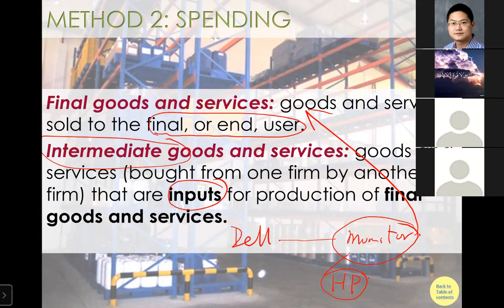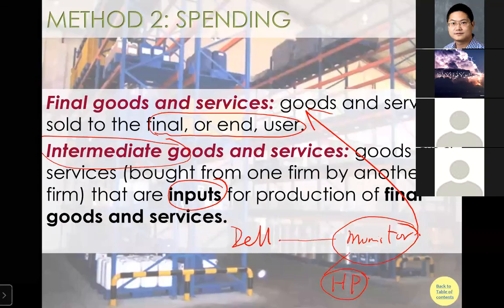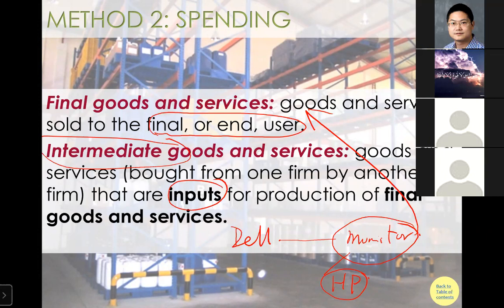So essentially, intermediate goods are inputs. To summarize, the reason why we want to differentiate between final goods and intermediate goods is to avoid double accounting. We will have an example to show you how you may end up with double accounting if you do not differentiate between final goods and intermediate goods.